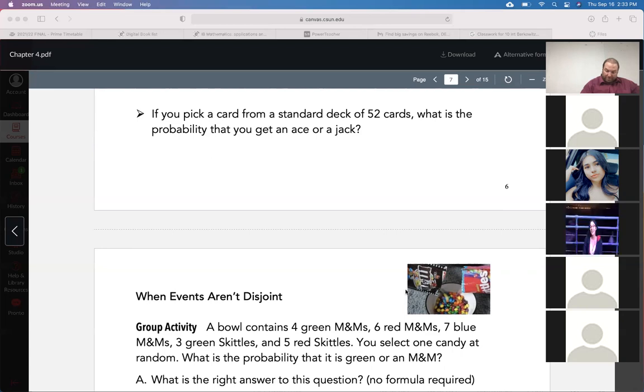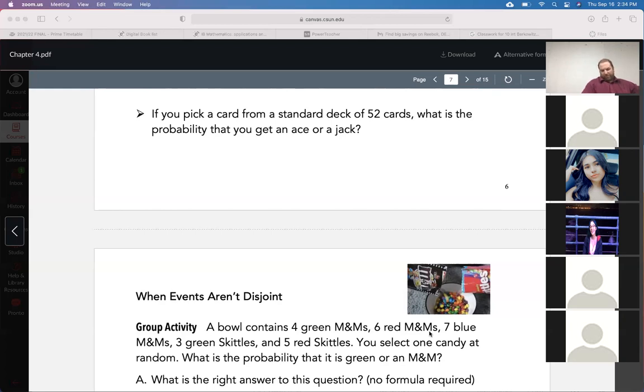Would you have to add all of them together? 4 over 25. Try again. What's the probability of getting a green or a red? That's the question. Oh, I thought it was only green. Sorry, I don't mean green or red. Green or an M&M. 100%. You are guaranteed to get a green or an M&M. Oh my God, I thought they were all 20 out of 25. Yeah, I missed the blue M&Ms.